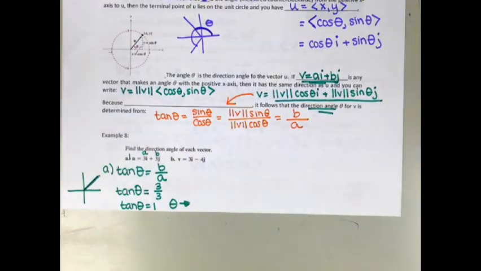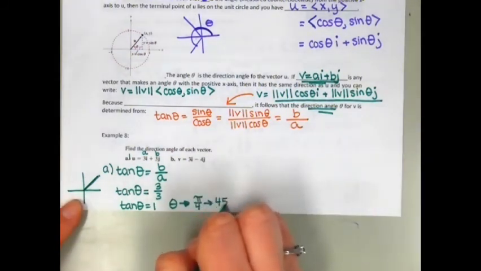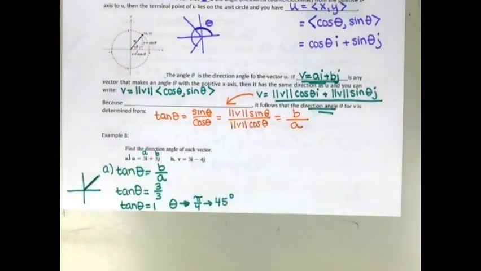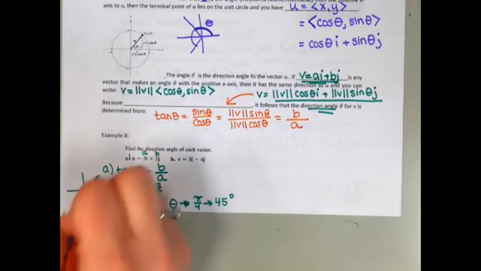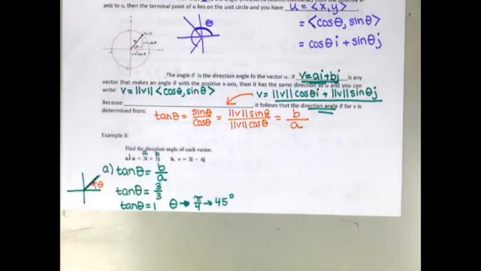So when is the tangent equal to 1? I'll put them in both, but we're going to end up going to degrees, but that's fine. Okay, yep. So we know that's pi over 4 or 45 degrees. Does that make sense? All right. And remember, our direction angle always goes counterclockwise from the x-axis. So we know that in quadrant 1 it will be 45 degrees.